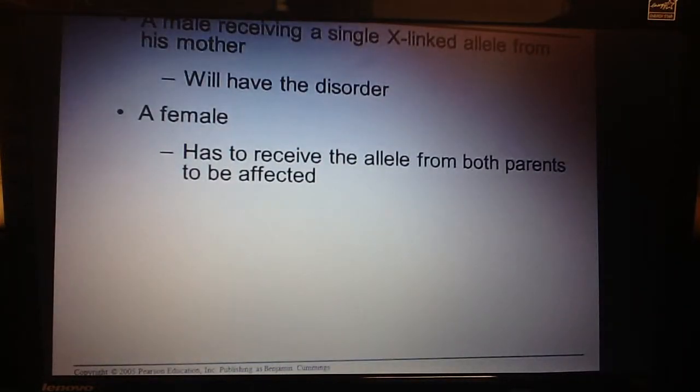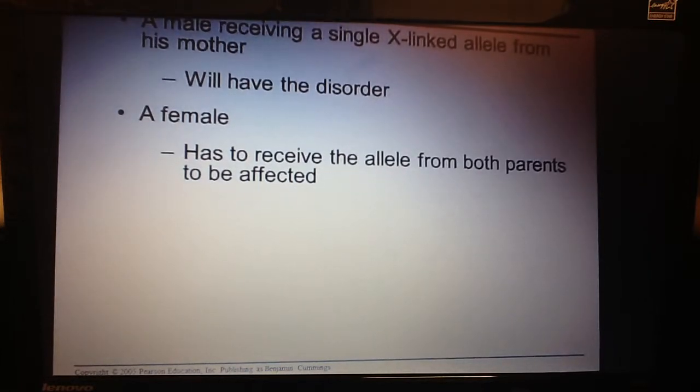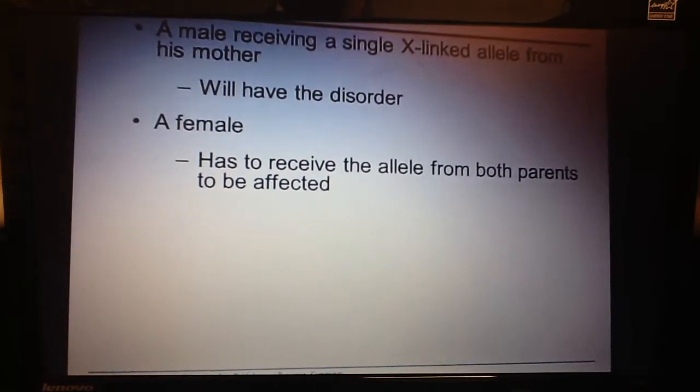Males who receive one X with the allele will have the disorder, whereas a female has to receive the disorder from both parents, and that's why we do genetic screening.